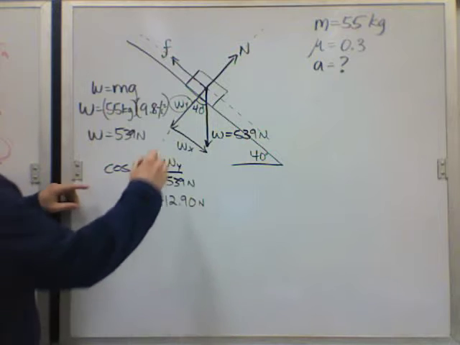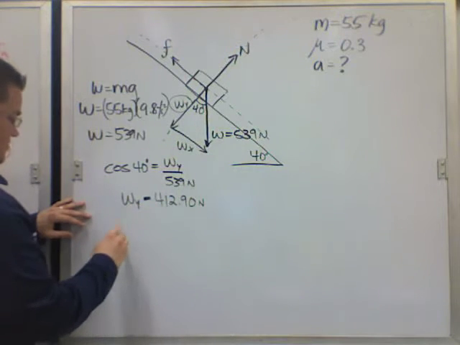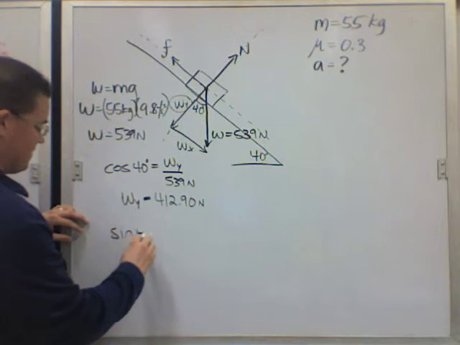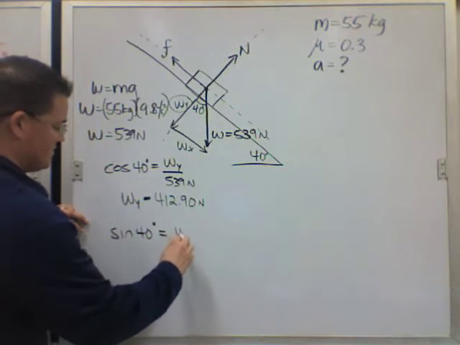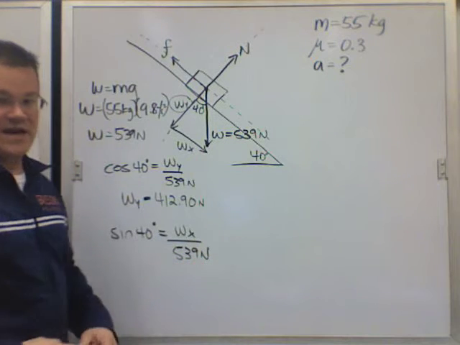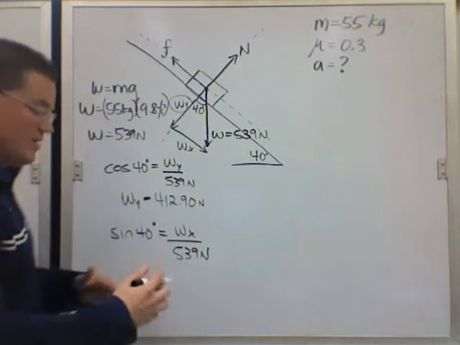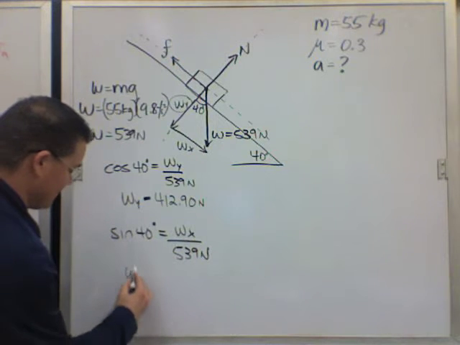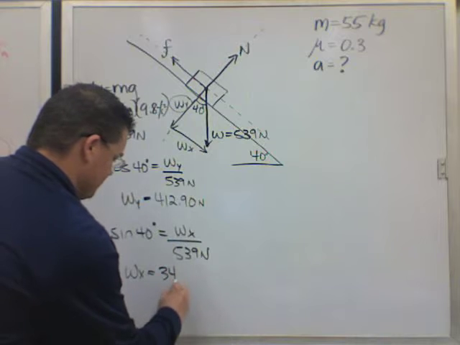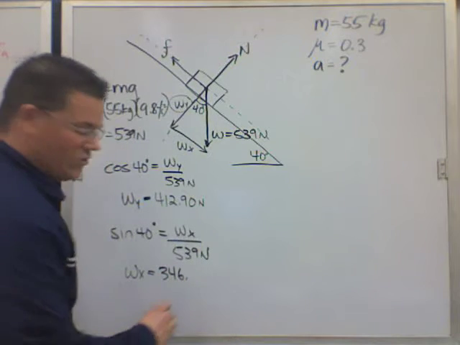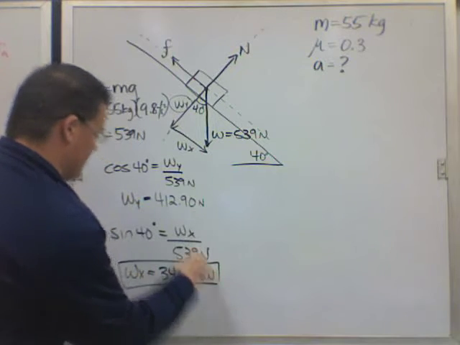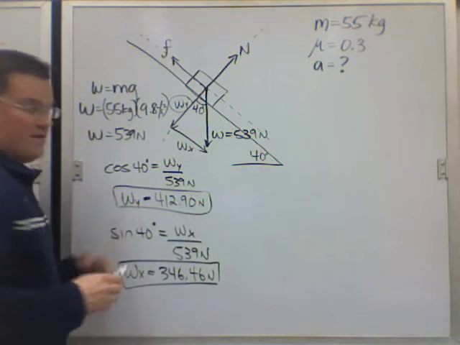Now to find Wx, and I'm just going to do that to get it out of the way. This is my opposite side. I'm going to do sine of 40 degrees equals Wx over 539 newtons. When I rearrange that, I know that Wx is 346.46 newtons. Okay. These are going to be important.